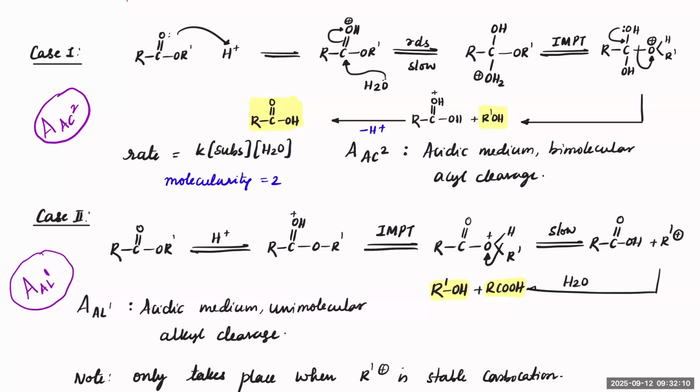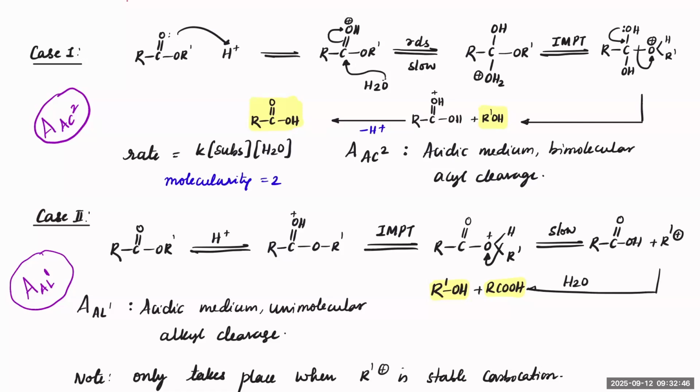So this type of mechanism is given as an abbreviation. What is that? A means acid catalyzed. AC means acyl cleavage. You are cleaving at an acyl bond, the CO bond you are breaking here eventually. That's why it is called acyl cleavage. And in the mechanism, you will see there are two molecules involved in the rate determining step. So that's why it is called 2. Just like how we write SN2, SN1, like that, this mechanism is called AAC2.